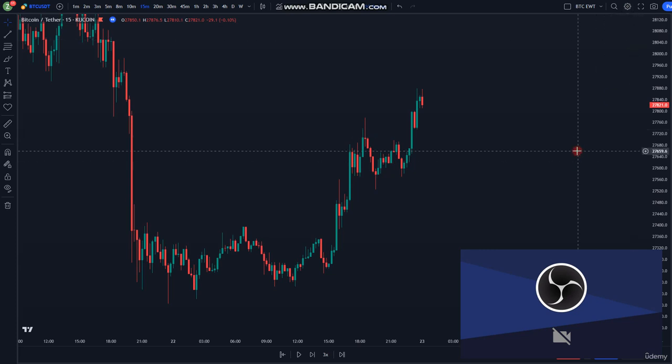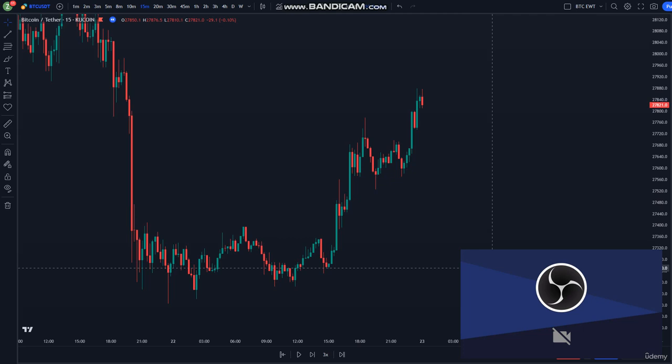Okay, so welcome to lecture 18, and in this one we're going to be looking at imbalance zones, which is another smart money concept. So what is an imbalance zone? Well, to put it simply, it is essentially where you get an imbalance between the buyers or the sellers at any given point in price, and it can be identified on the chart as follows.